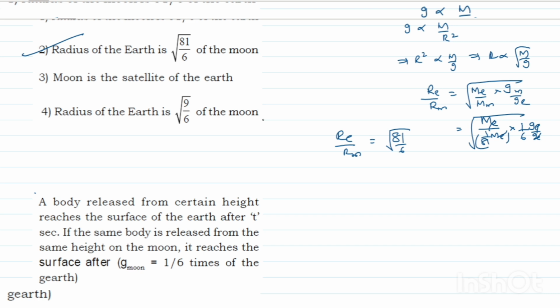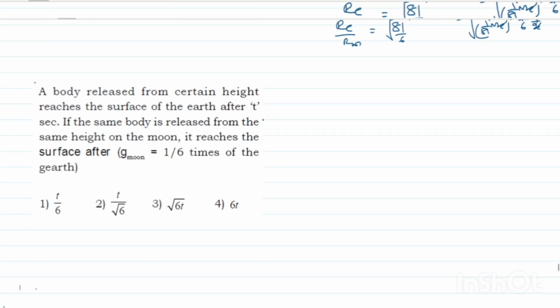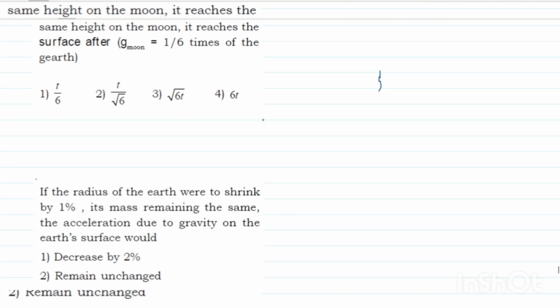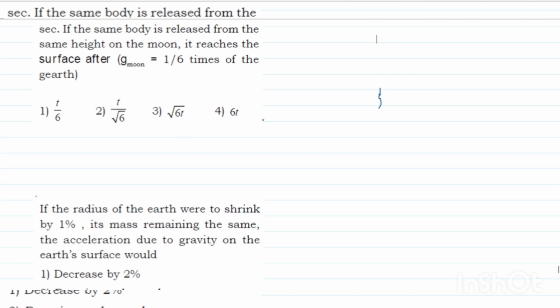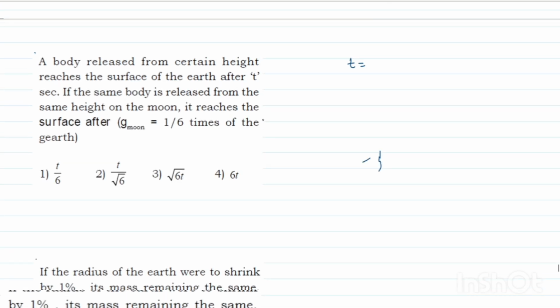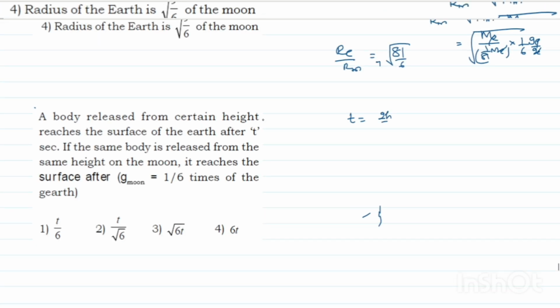A body is released from a certain height and reaches the earth after t seconds. For the time of fall of a freely falling body, the formula is t equals square root of 2h by g. That means t is inversely proportional to root g.